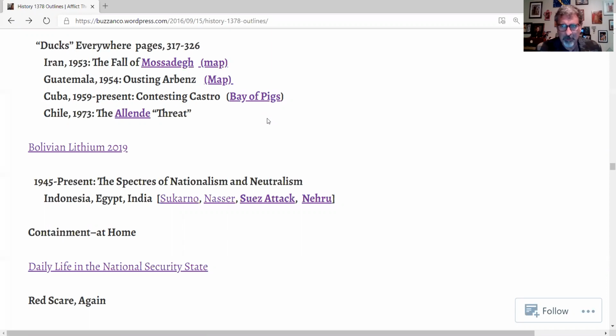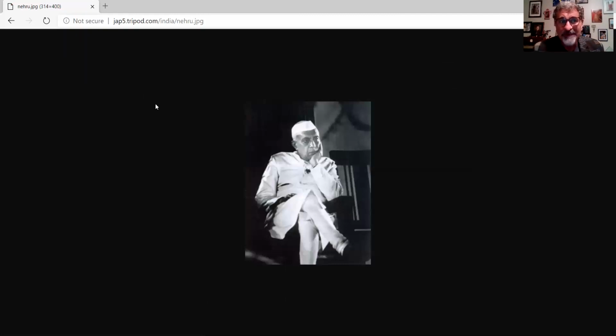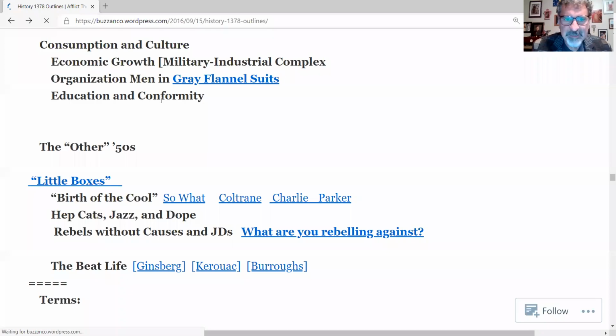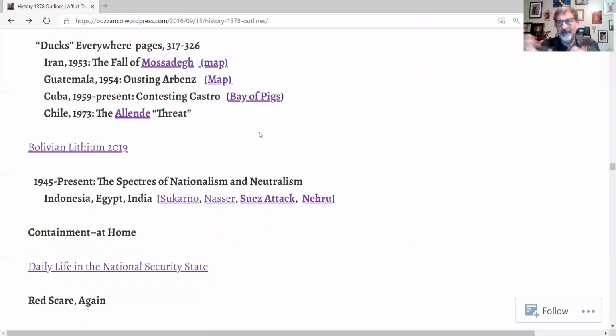The United States called Sukarno and Nasser communist and tried to get rid of them. Same thing in India. Jawaharlal Nehru was a neutralist, a nationalist. Nehru had American investment there. He talked to the Americans, but he also talked to the Soviet Union. He traveled to the Soviet Union. The Soviet Union came in to India to work on development projects. So the United States called him Red Nehru, like Communist Nehru.